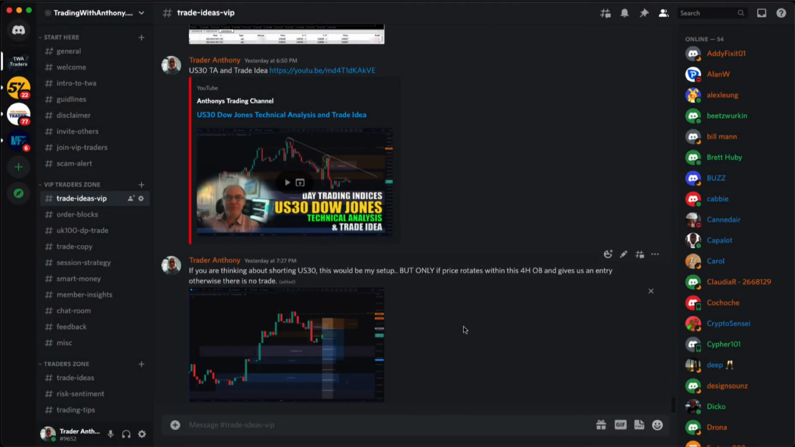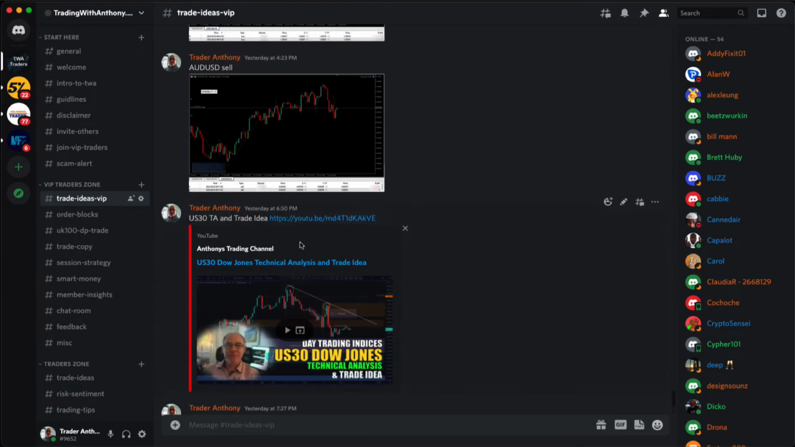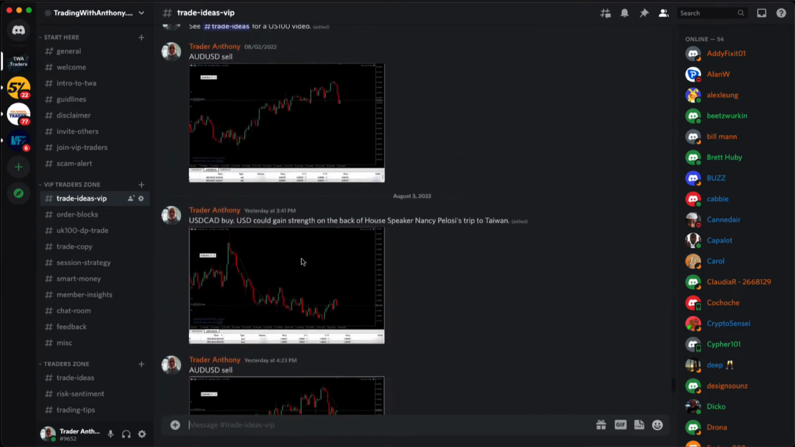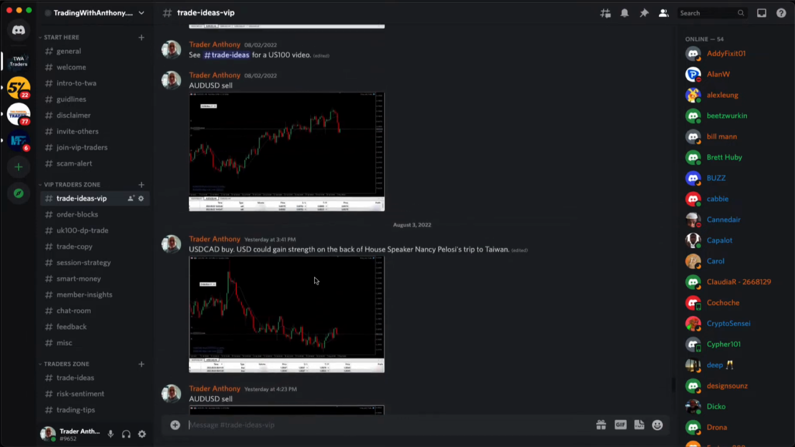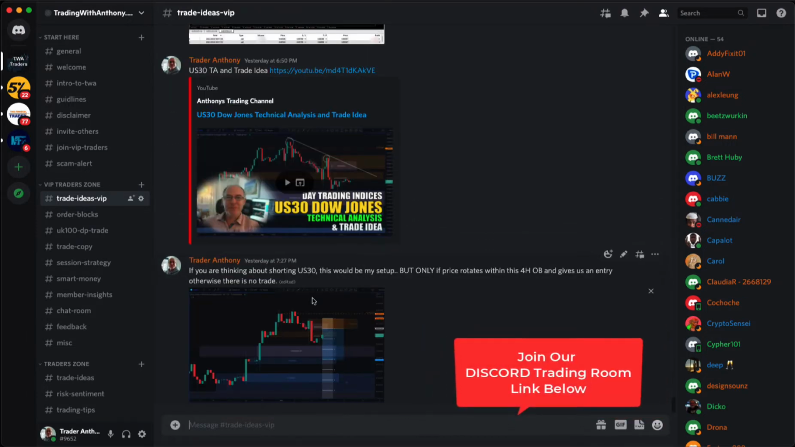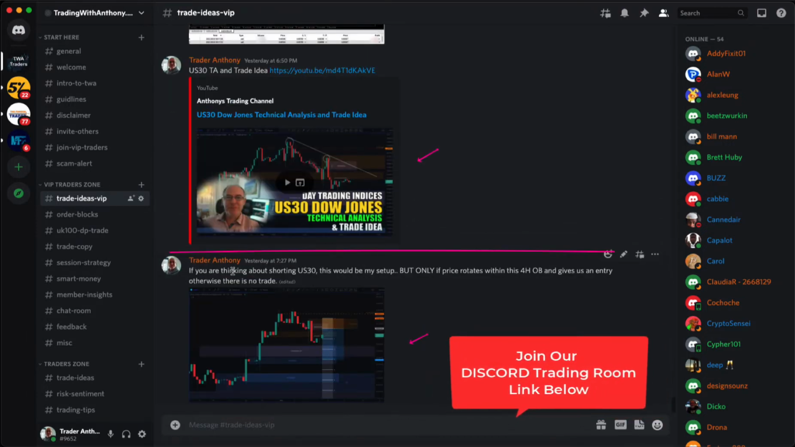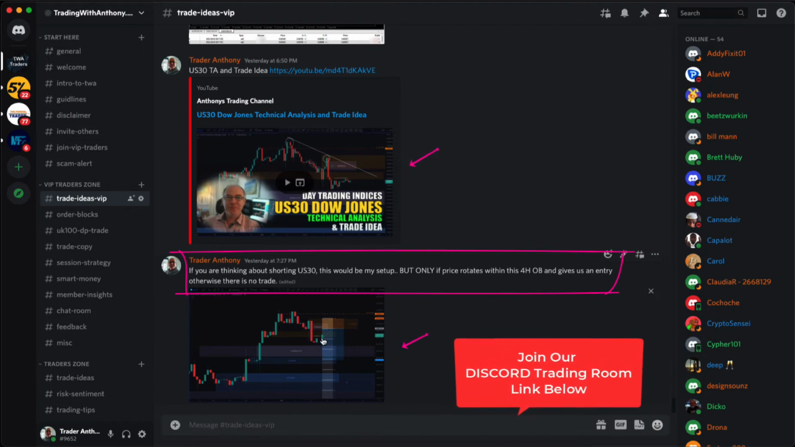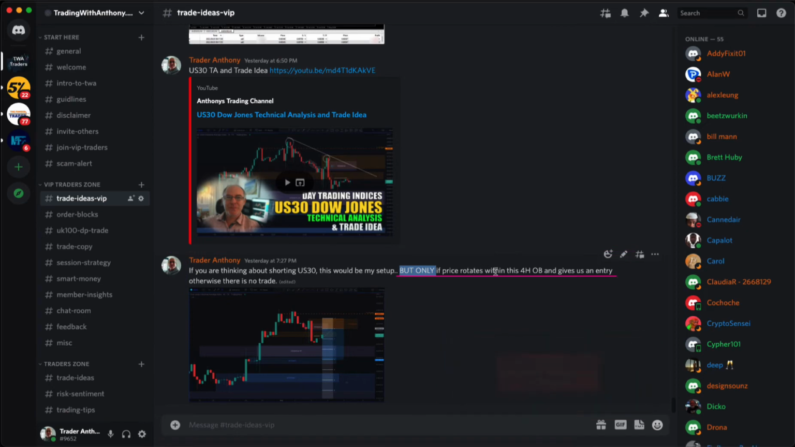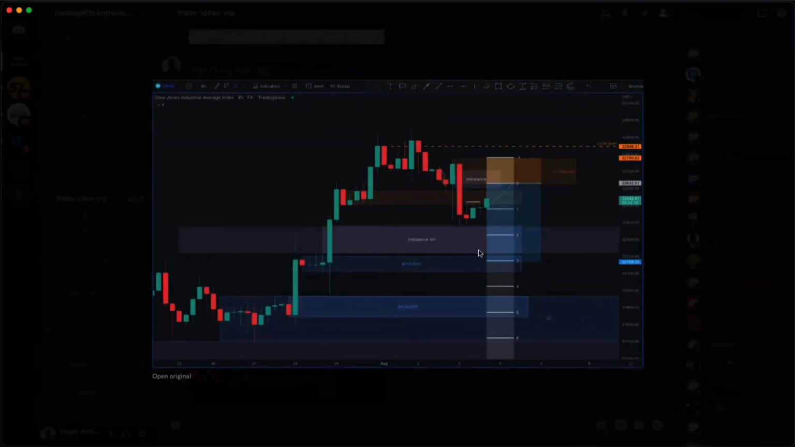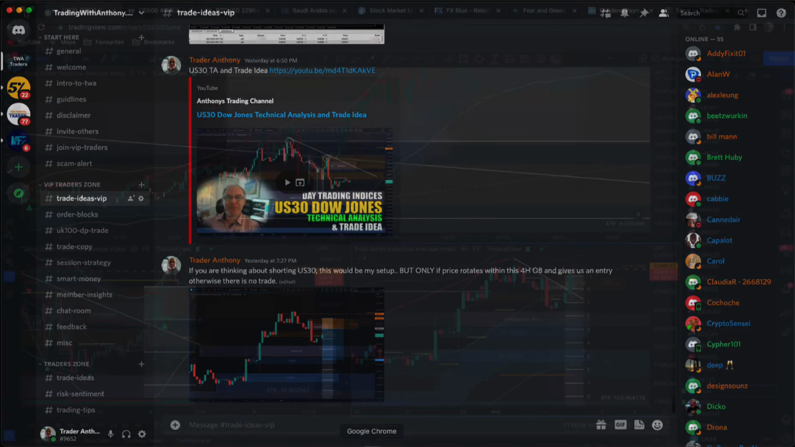Traders, we are going to go through the trade ideas I sent into our Discord group yesterday. The last one was the US 30. If you are thinking about shorting, this is my setup, but only if price rotates within the 4-hour order block and gives us an entry. Otherwise, there's no trade. This is the 4-hour order block up here in this orange zone. So we'll have a look at that.